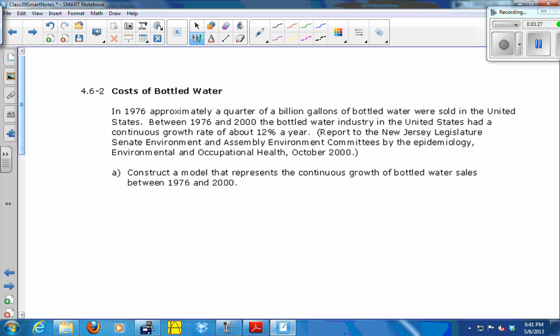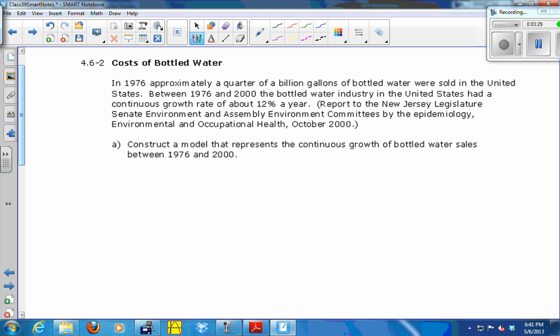So here's an example. We've got the cost of bottled water. In 1976, approximately 250 million gallons of bottled water were sold in the United States. And between 1976 and 2000, the bottled water industry had a continuous growth rate of about 12%. Okay, so that's an r value, continuous growth rate. They're talking e to the r, right? And that number came up in a report to the New Jersey legislature, a committee on environment.